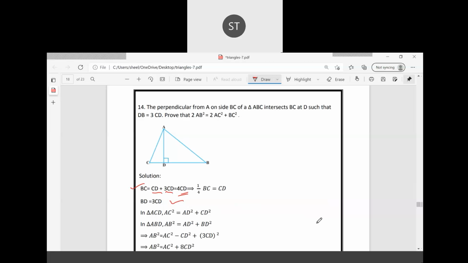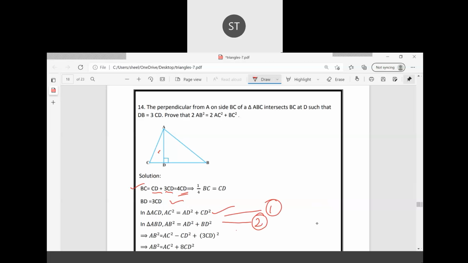In triangle ACD, AC square equal to AD square plus CD square. Which triangle have we taken? The smaller triangle on the left side, ACD. In triangle ABD, the other side of the triangle, AB square equal to AD square plus BD square. Now we are replacing AD square from equation 1. I'll put 1 here and 2 here, right?